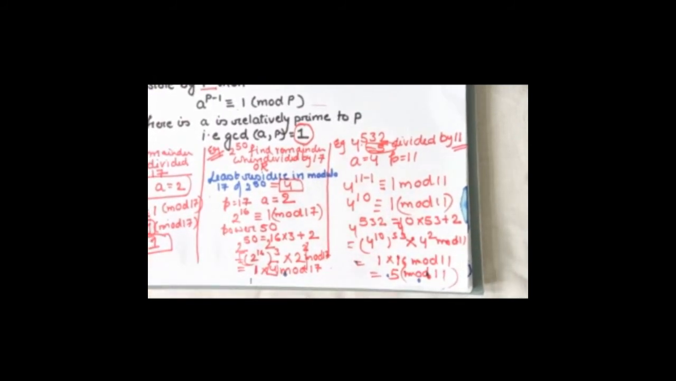See, such a huge number, 4 to the power 532. What residue are you going to get when you divide 4 to the power 532 by 11? The simple method, and the answer is 5. So I hope you're well versed with Fermat's theorem. There is another version of Fermat's theorem that you must know.